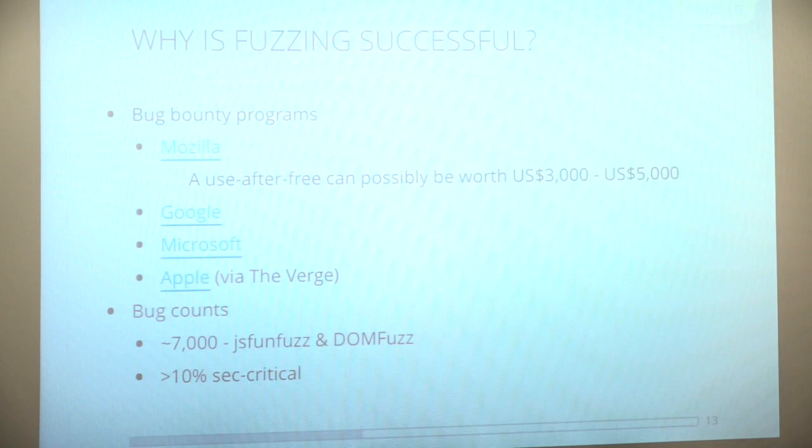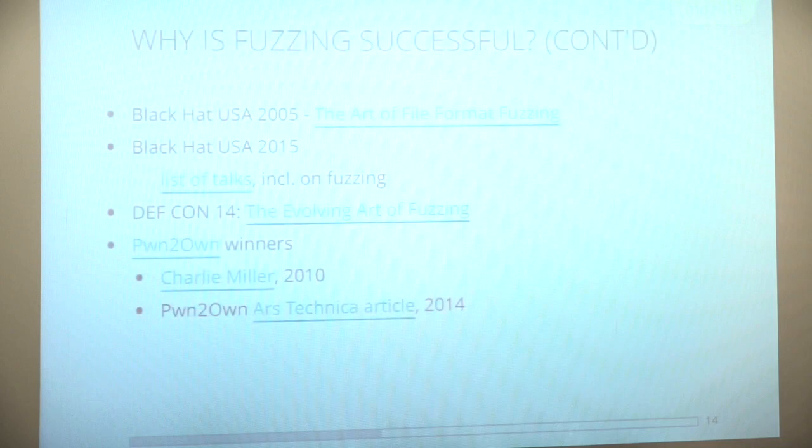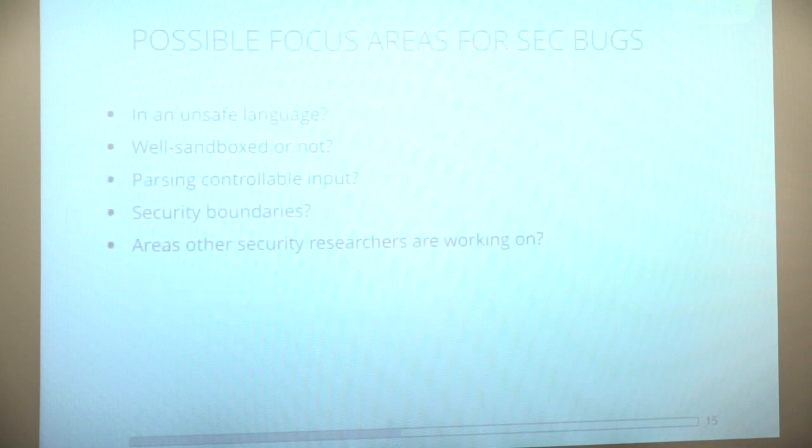Right? A use-after-free in Mozilla's bug bounty program can possibly be worth 3 to 5K US dollars, and bug counts for just the two fuzzers that I have been looking at the past few years is easily 7,000. More than 10% of them are critical security bugs. There have been lots of talks at various security conferences worldwide. Black Hat and DEF CON are well-known examples, and there have been articles in industry on Pwn2Own, which is a little bit of what I spoke about just now.